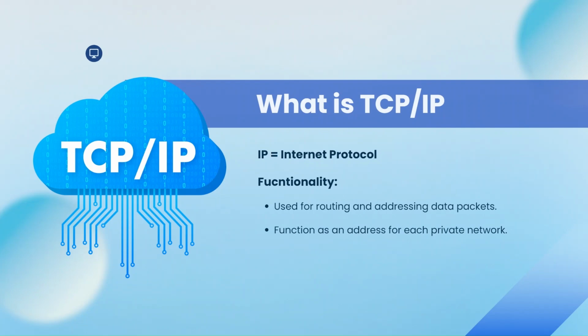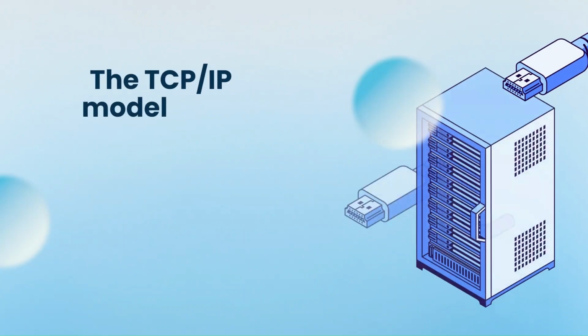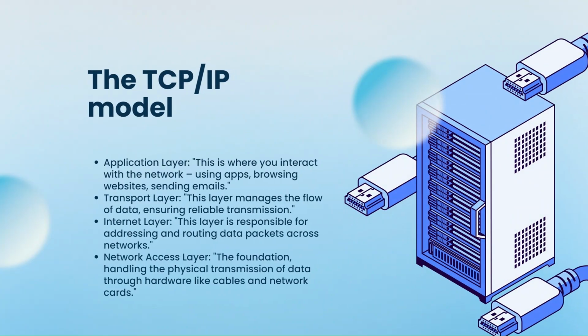Next, we're going to talk about the TCP/IP model. This model is a framework that is used to visualize how data is organized and transmitted across the network. The TCP/IP model has four layers. The four layers are the network access layer, the internet layer, the transport layer, and the application layer. Let's examine these layers one at a time.